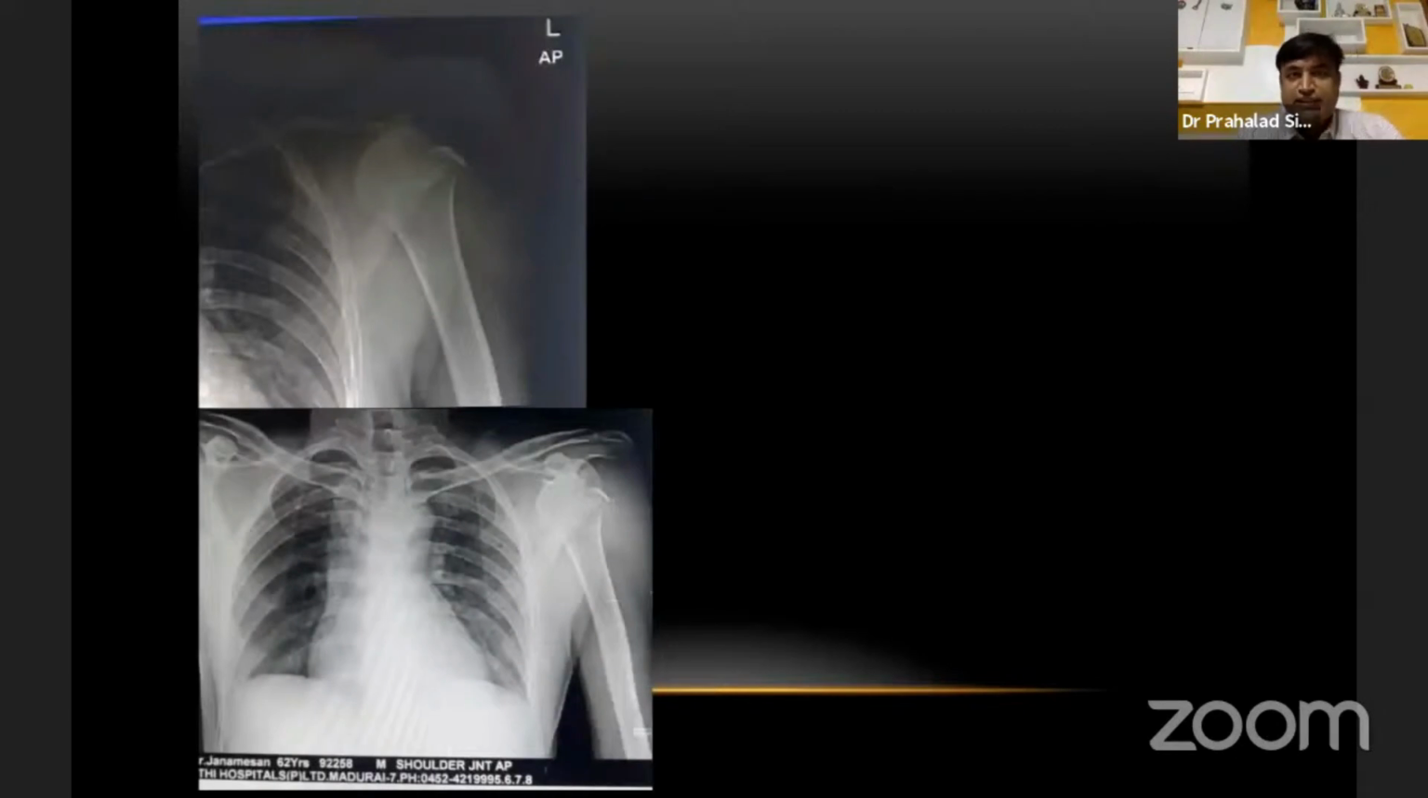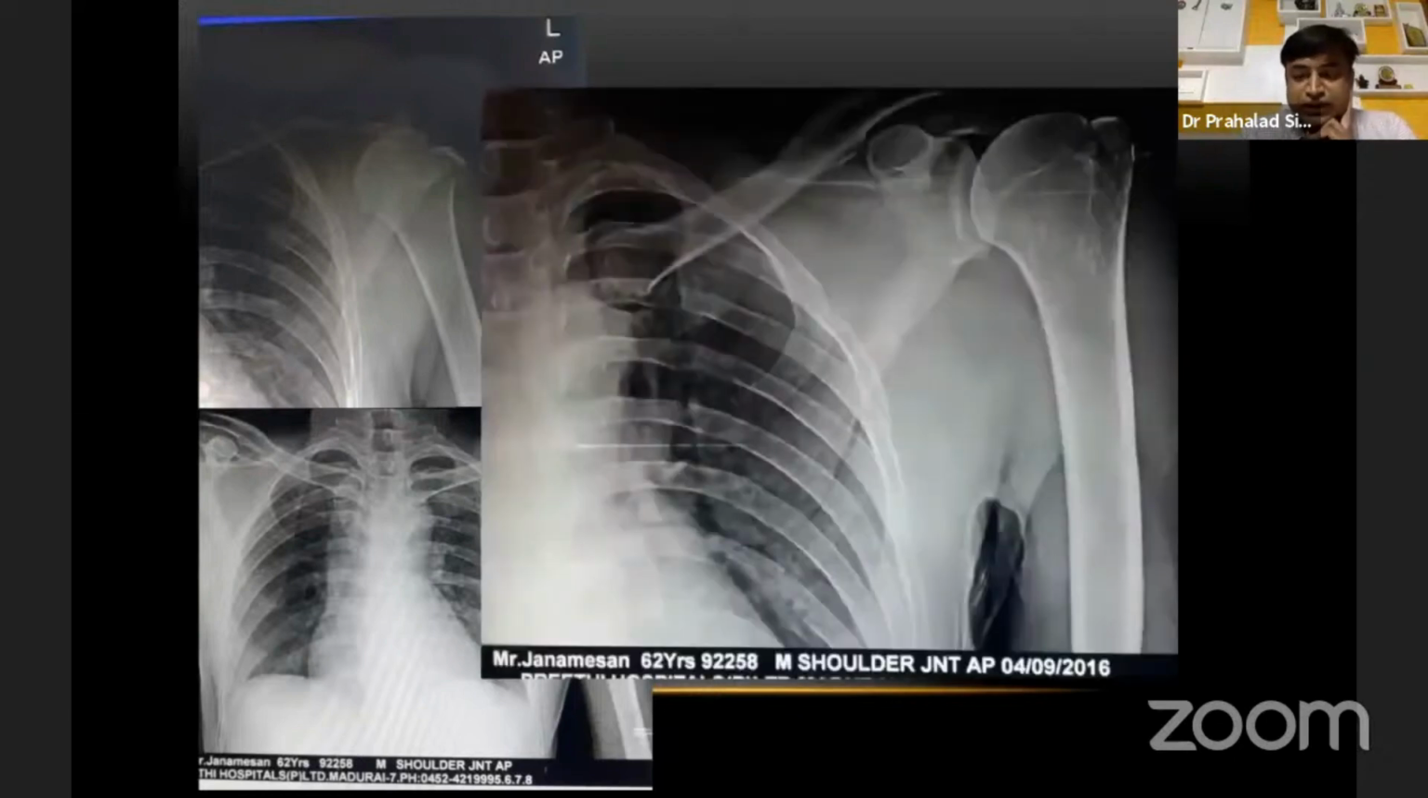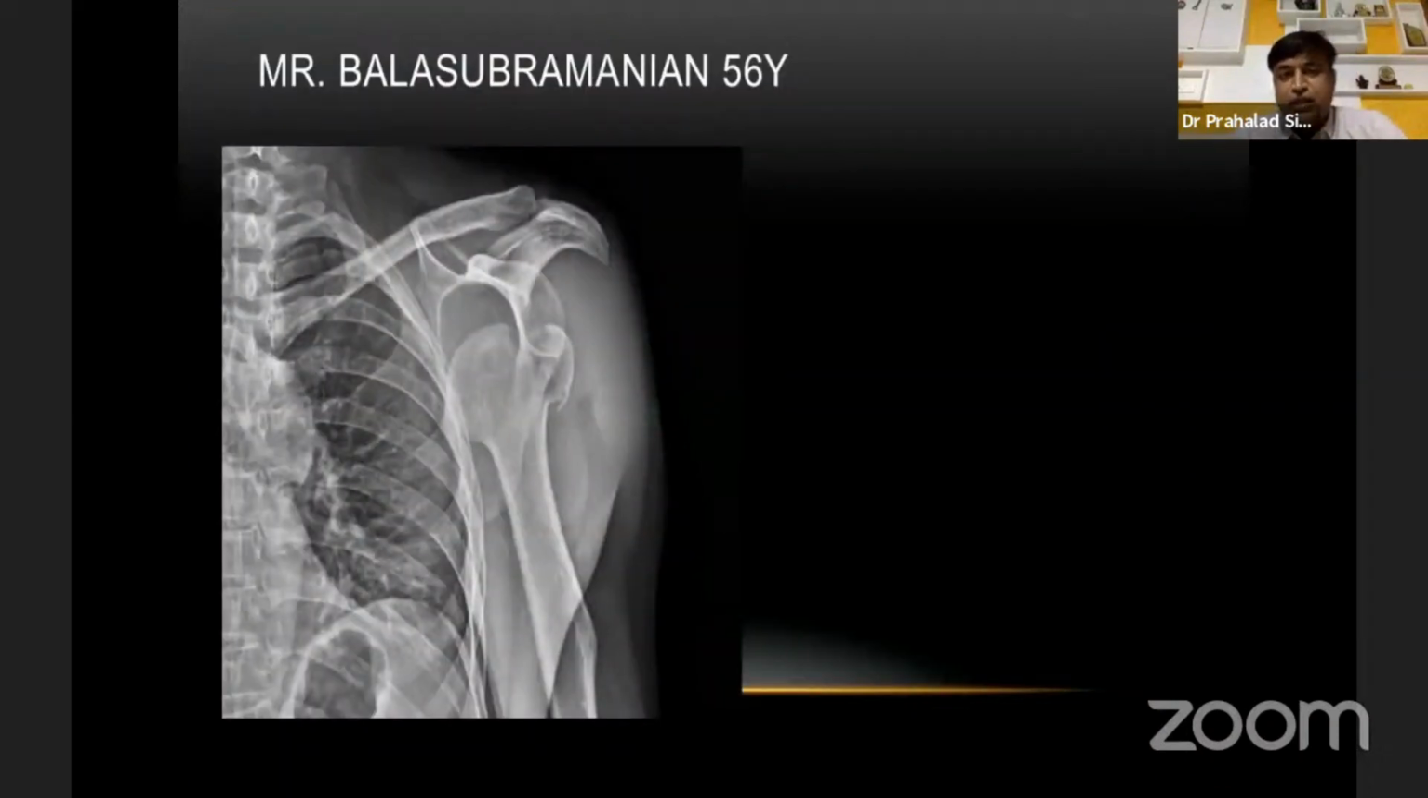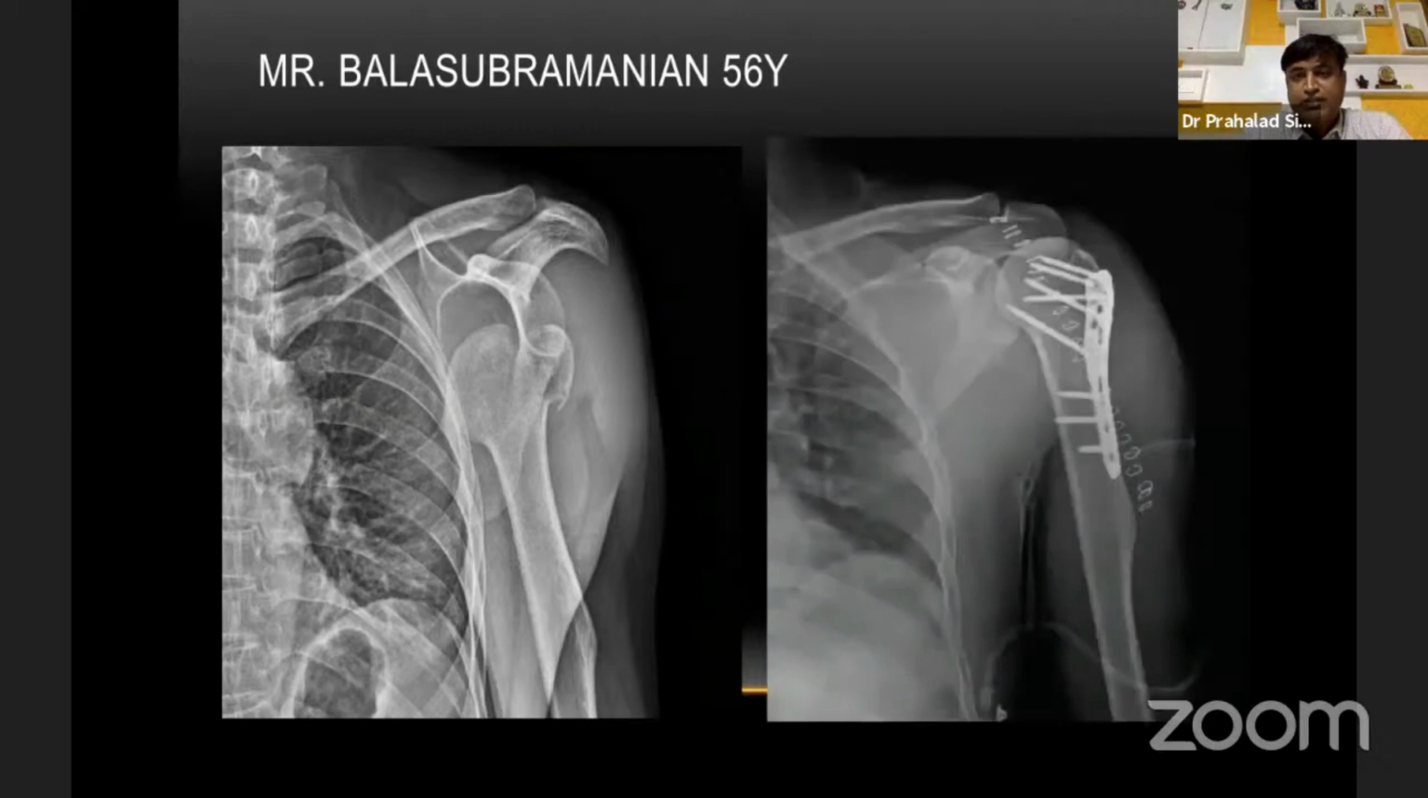So we'll just see certain cases. Again, a 62-year-old gentleman who had a fall on his outstretched hand and dislocated his shoulder, and it went back in place. So we continued conservative management for this patient, and he had a satisfactory outcome. Again, this individual over the age of 56 years had a similar anterior fracture dislocation. Here the GT fragment was quite big and displaced. So we decided to do fixation with a Philos plate, and this patient had a satisfactory outcome.